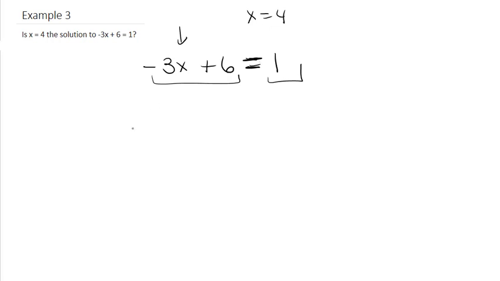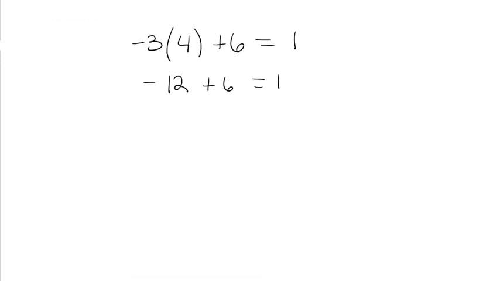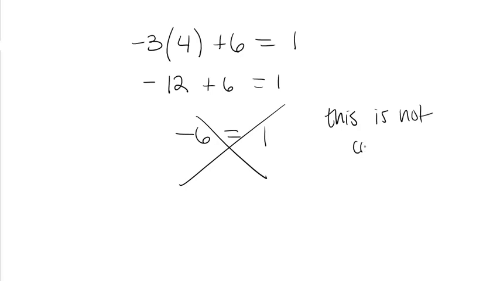So we have minus 3, and then now we're going to put in 4, and then we're going to add 6 equals 1. So we have negative 3 times 4, which is actually negative 12, plus 6 equals 1. Now negative 12 plus 6 is actually equal to negative 6. And you can see that negative 6 on the left-hand side is not equal to 1 on the right-hand side. So this is not correct.